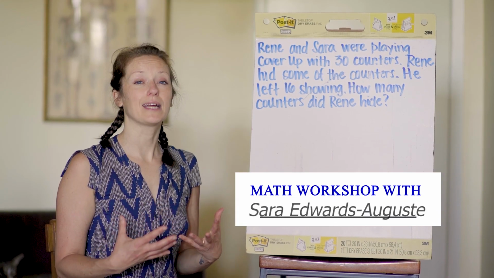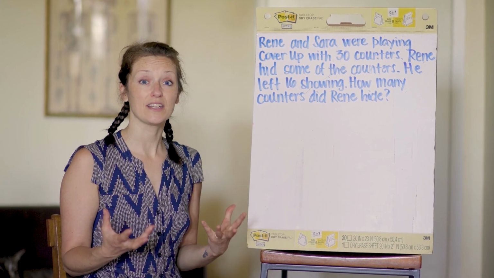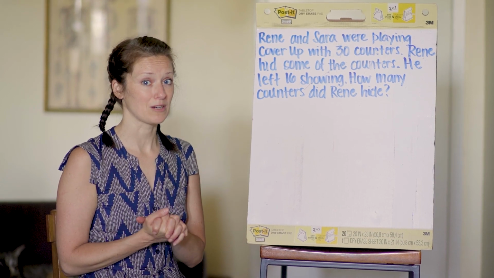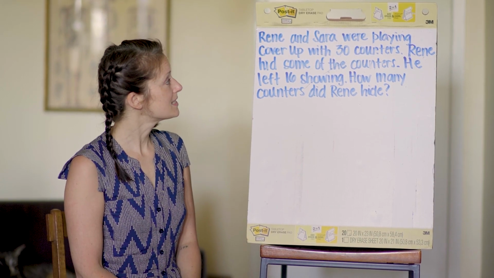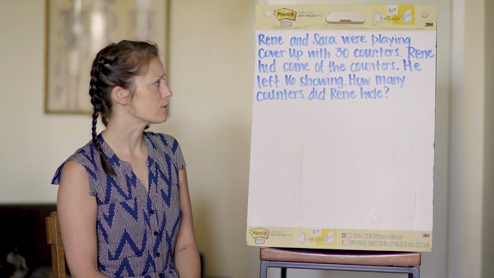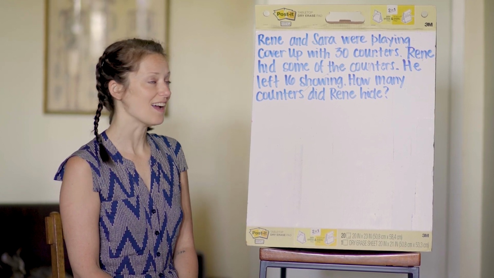So today we're going to be looking at adding up or subtracting back as a strategy with our subtraction story problems. So let's take a look at our problem to start. Renee and Sarah were playing cover up with 30 counters. Renee hid some of the counters. He left 16 showing. How many counters did Renee hide?